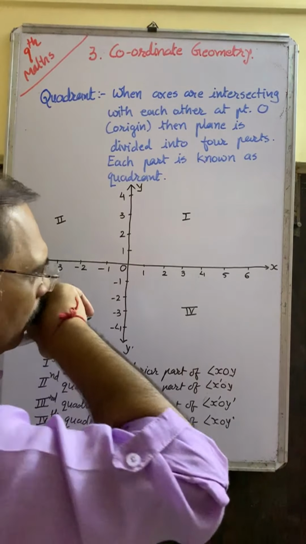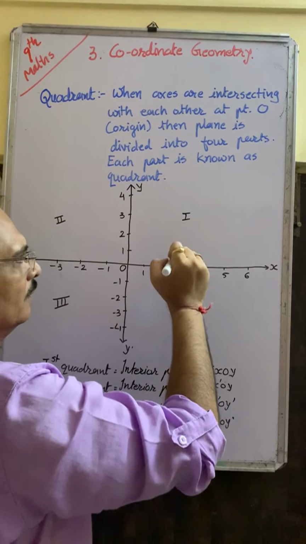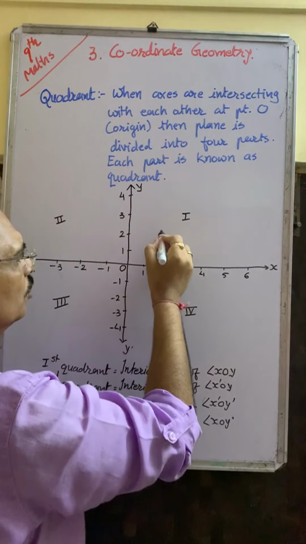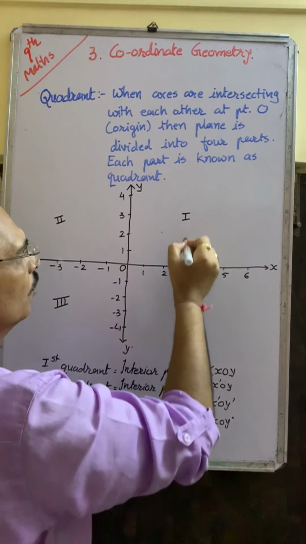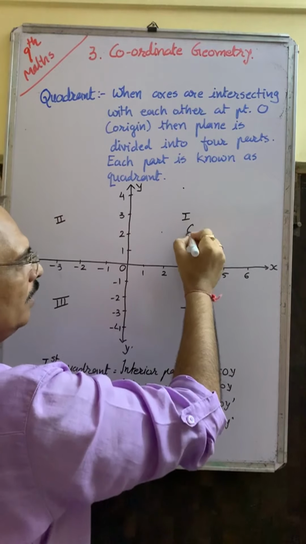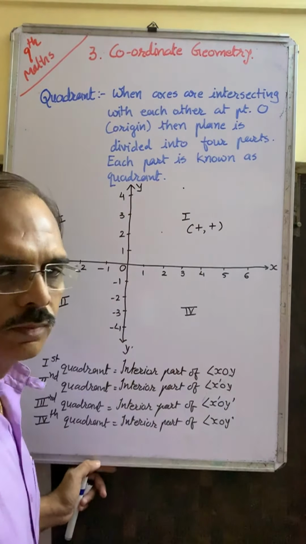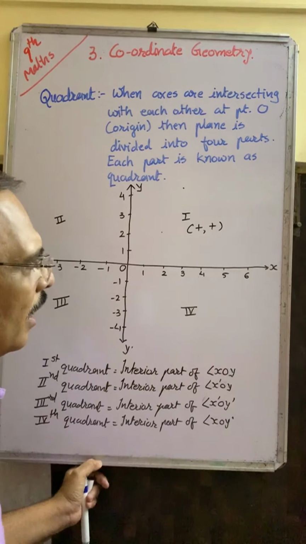In the first quadrant, the signs are positive and positive, so points can be plotted here. Suppose 2, 2, you can plot here. 3, 4, you can plot here. It means the x coordinate and y coordinate are both positive. So plus plus sign points are plotted here.